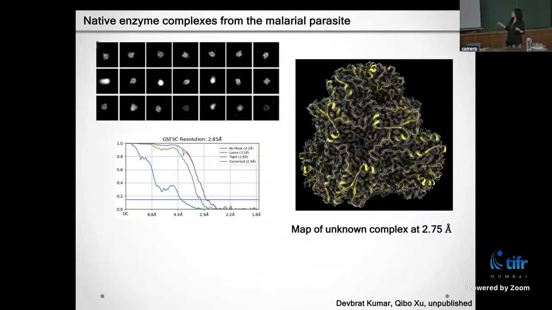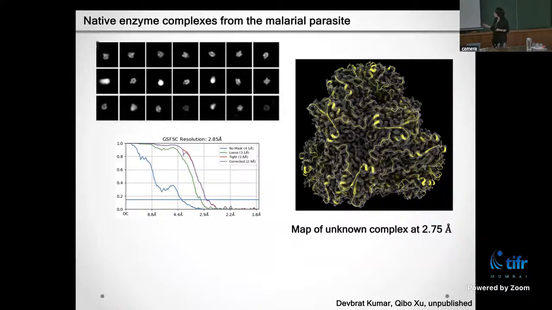And then we realized that this looks like it has symmetry. So it has D3 symmetry, which is two C3 components stuck on top of each other. So we applied D3 symmetry, and immediately the resolution got better. And even at 3.4, we could see quite a lot of detail. So the question was, what is this complex?